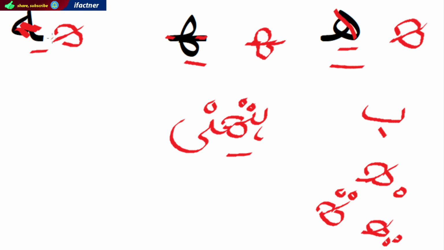Now when this Hey appears at the end of the word, for example Hath, Hath means a hand, then we write He, Aleph and Te, He. So we write this Hey, but we put two dots on top of this connector and we get Hath.